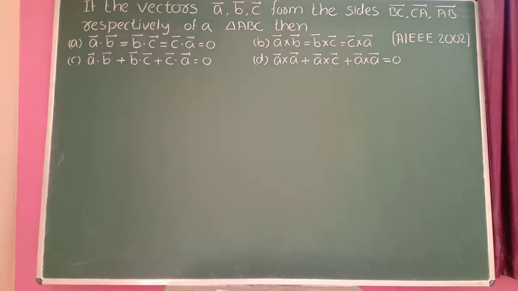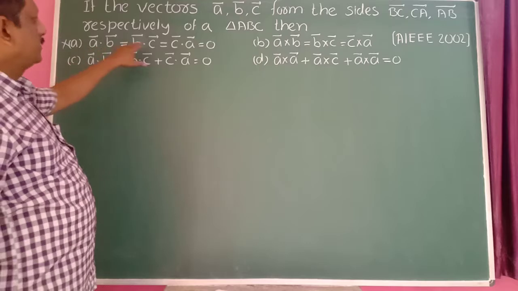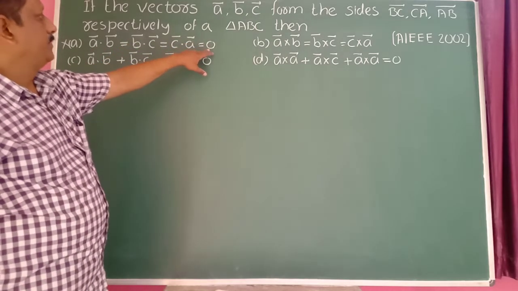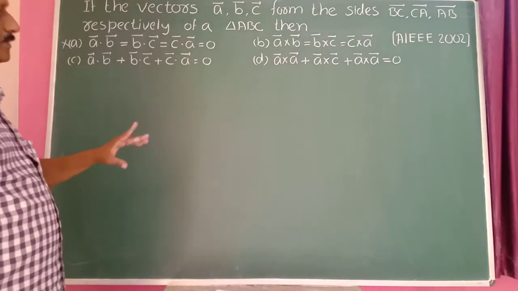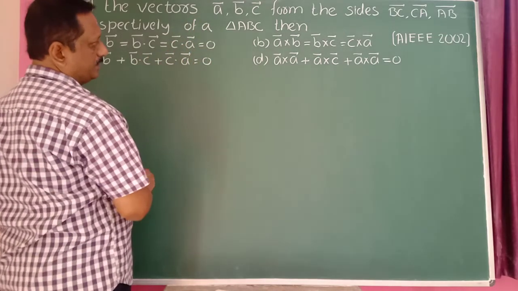So if the vectors A bar, B bar, C bar form the sides BC, CA and AB respectively of a triangle ABC, then A bar dot B bar equal to B bar dot C bar equal to C bar dot A bar equal to 0. So obviously first option is wrong here. Okay, because A bar dot B bar is 0, then they are perpendicular. B bar dot C bar is 0, they are perpendicular. But C bar dot A bar equal to 0 means this is also perpendicular, but it is not possible here, because A bar, B bar, C bar form the sides of a triangle here.